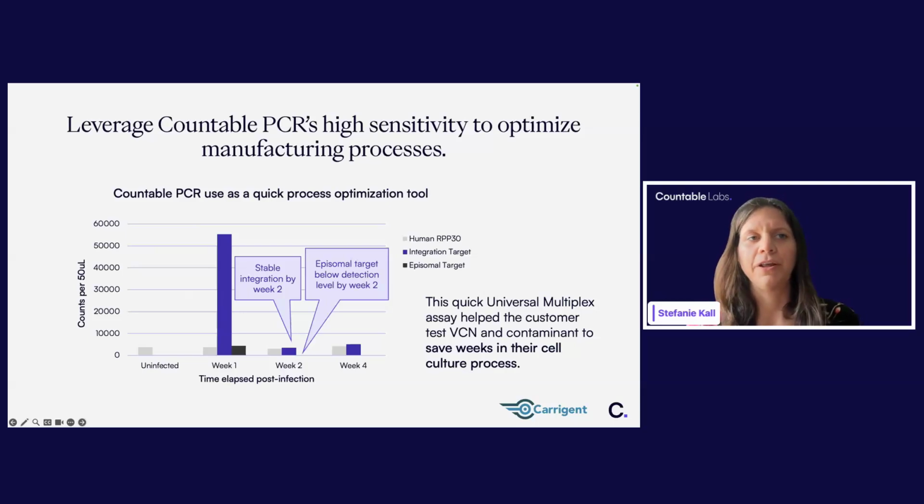Another example from Carrigen, they've actually found countable PCR so easy and straightforward to use that they've turned to using it as a quick process optimization tool. So what you see here is they have an integration target on a vector, and they are looking to see when their cell line is stably expressing the integration target. So they set up a multiplex experiment. They test their cells once a week, and this has really helped them save weeks on their cell culture process because they have a really easy way to test VCM.